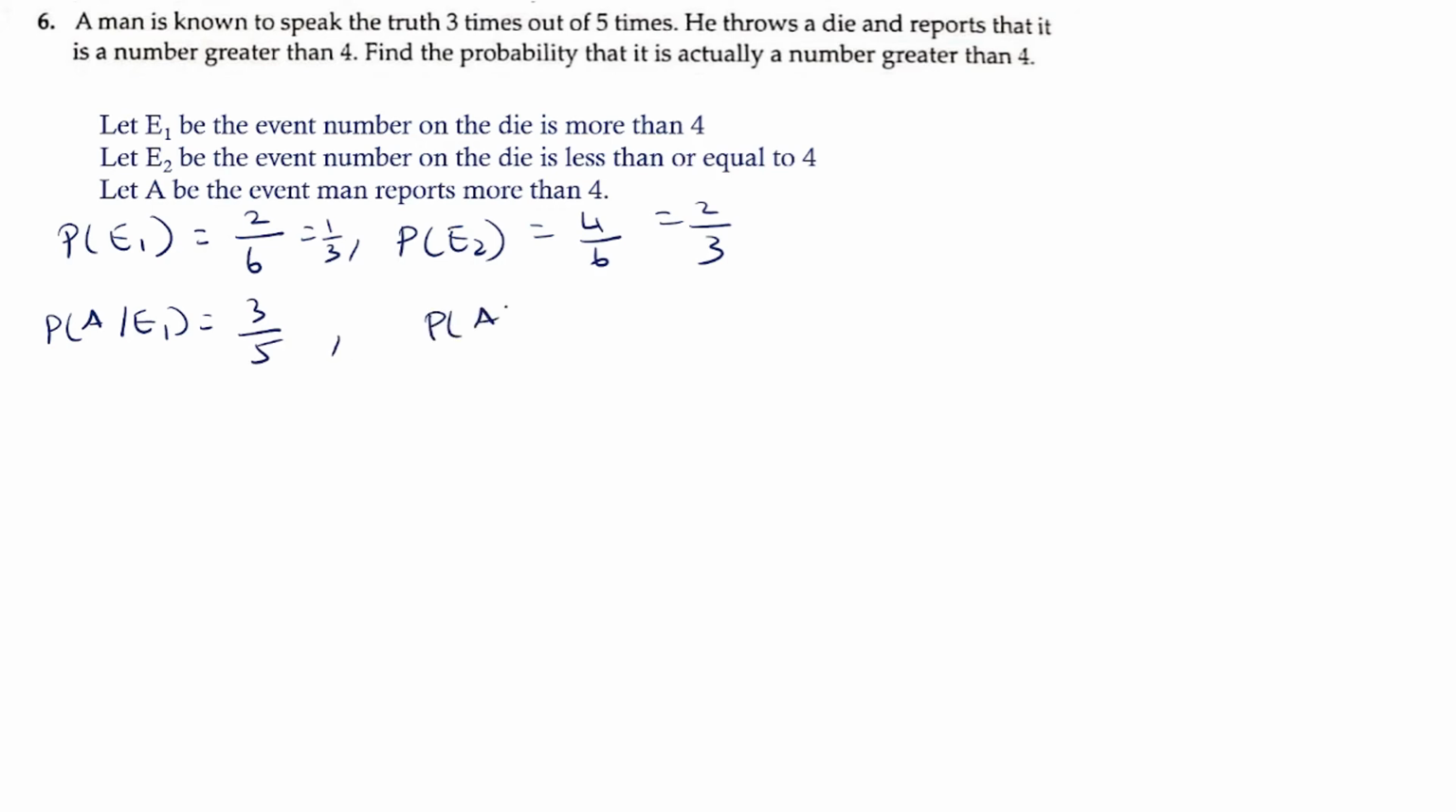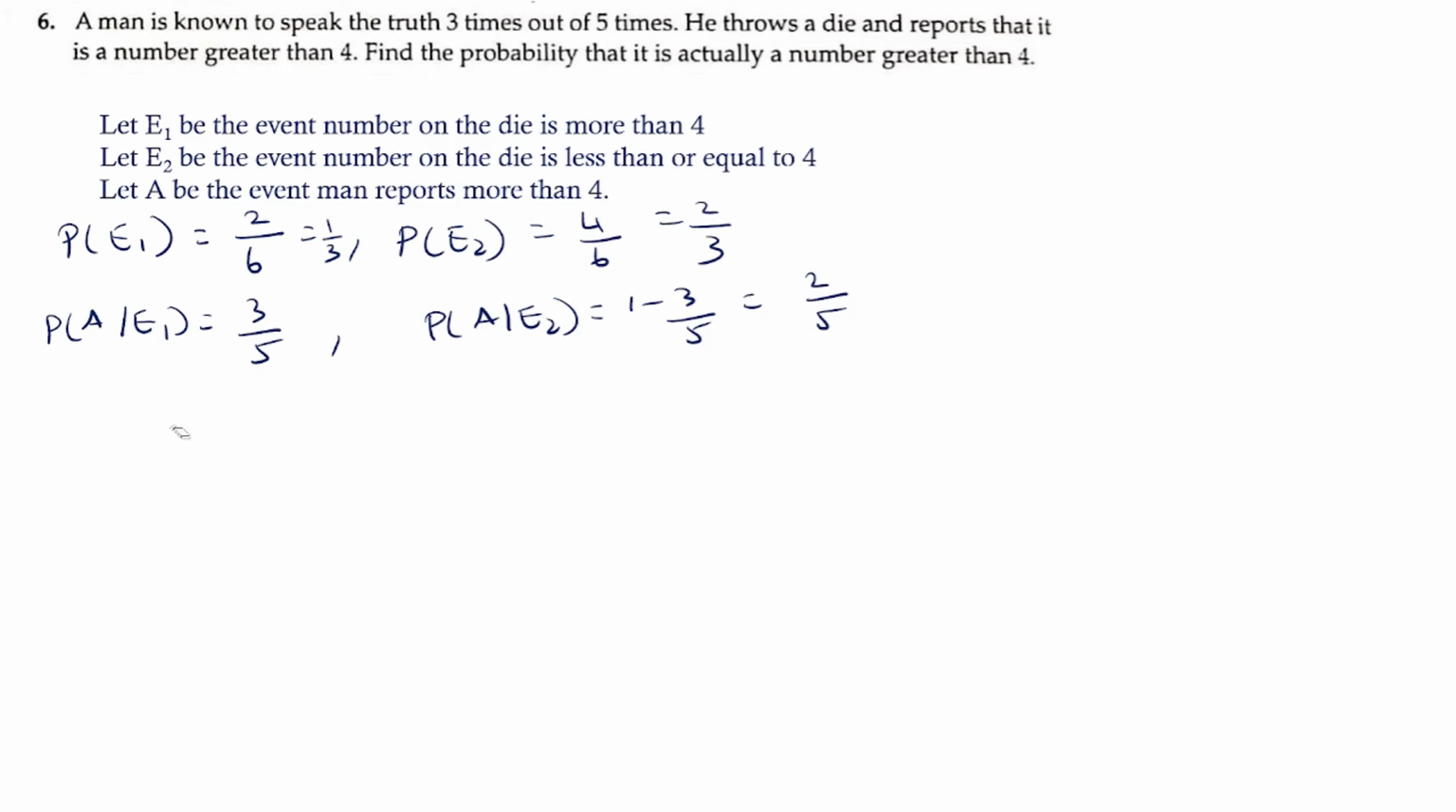And probability of A given E2 is the man reports 4 but the number on the die is less than or equal to 4. It means the man has spoken a lie. So the probability will be 1 minus 3 by 5, which is 2 by 5. Now we need to find probability of E1 given A.